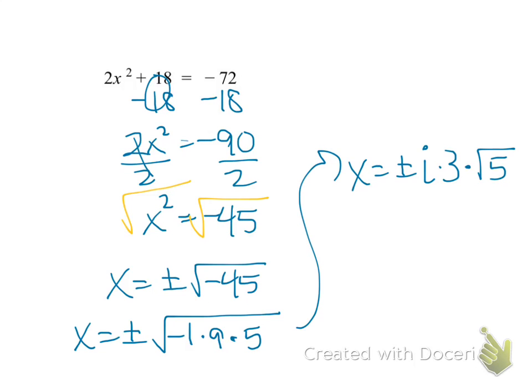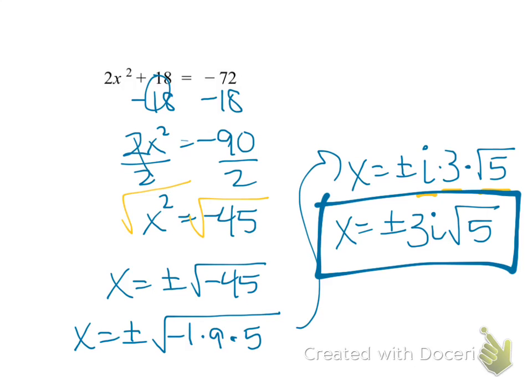The square root of -1 is i. The square root of 9 is 3. And then we still have the square root of 5. Writing this in what we're going to call standard form, you're going to treat the i like you would treat a variable as far as how you would write it. So plus or minus 3i square root of 5.